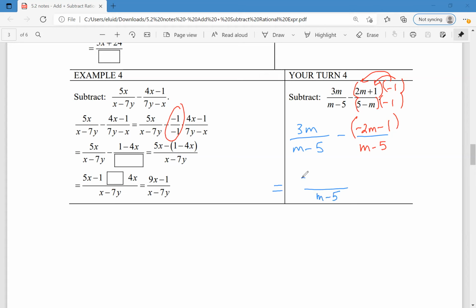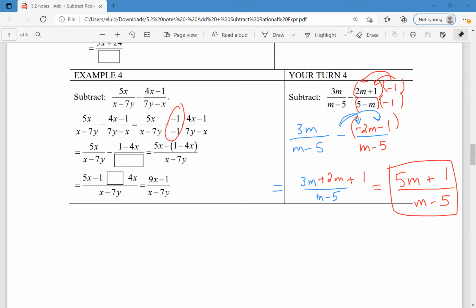So we still have 3m. Now, when I distribute that minus sign, like it's a -1, it's really going to get all the way back to 2m plus 1. This is sort of weird. All right, so I distribute that minus sign. And we're back where we started, sort of. The -2m turns into plus 2m. The -1 turns into plus 1. Then we combine like terms. 3m plus 2m is 5m plus 1. And the whole thing is over m minus 5.